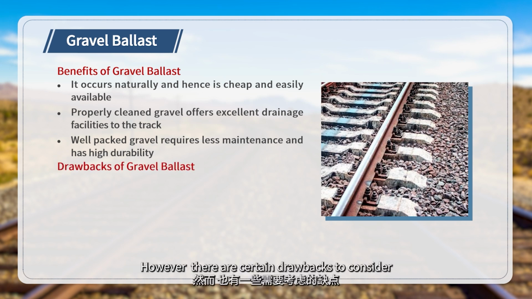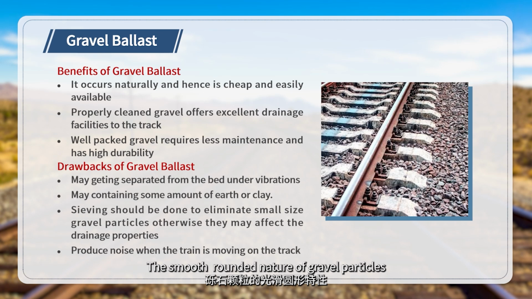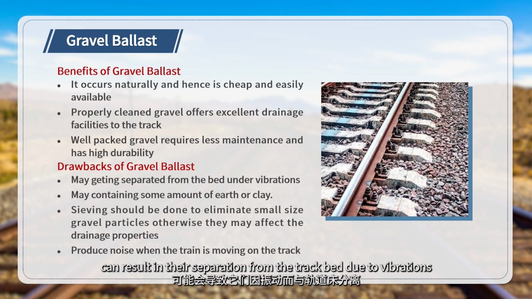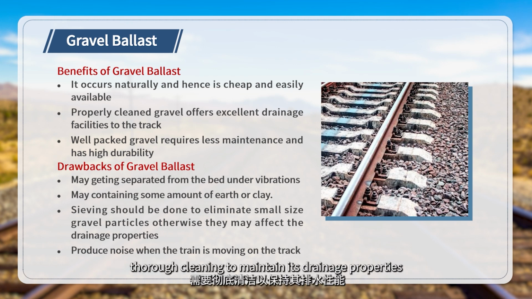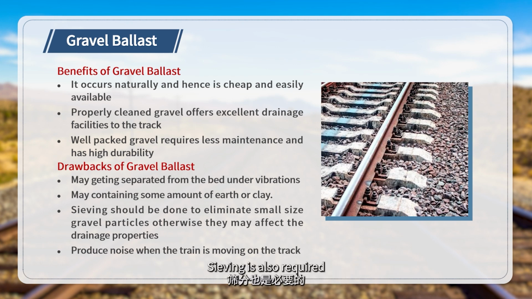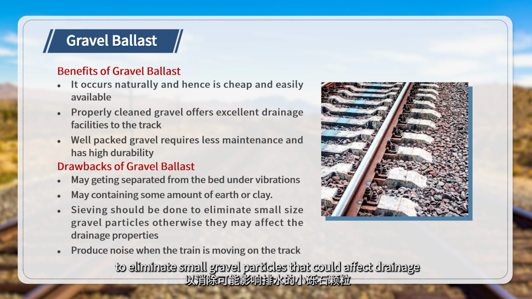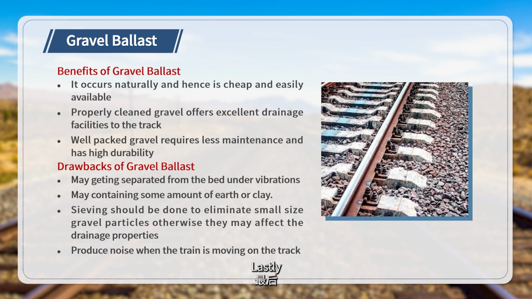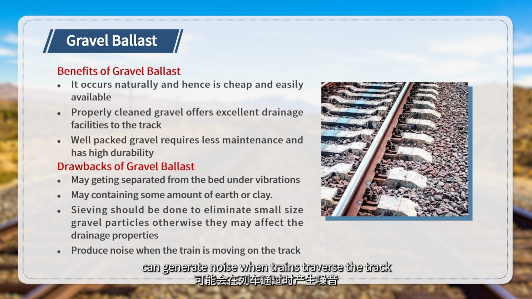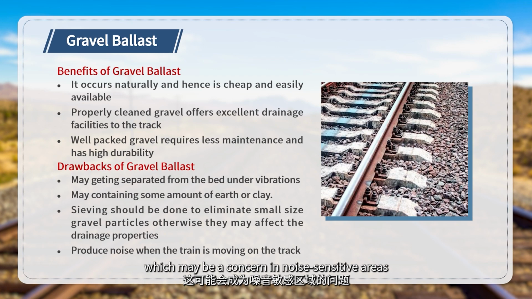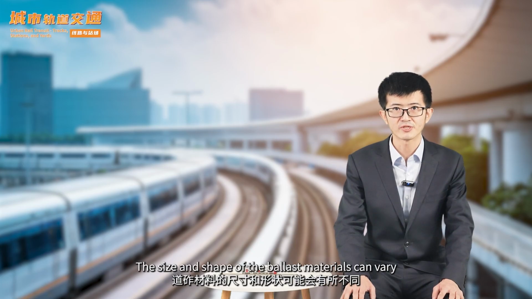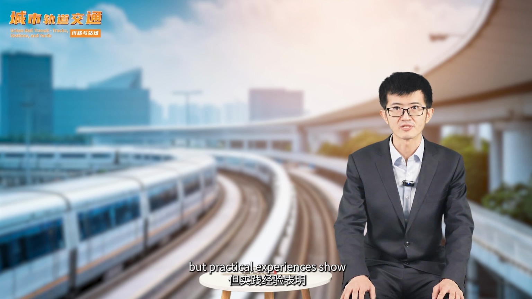However, there are certain drawbacks to consider. The smooth, rounded nature of gravel particles can result in their separation from the track bed due to vibrations. Naturally occurring gravel may contain earth or clay, necessitating thorough cleaning to maintain its drainage properties. Sieving is also required to eliminate small gravel particles that could affect drainage. Lastly, the use of gravel ballast can generate noise when trains traverse the track, which may be a concern in noise-sensitive areas.